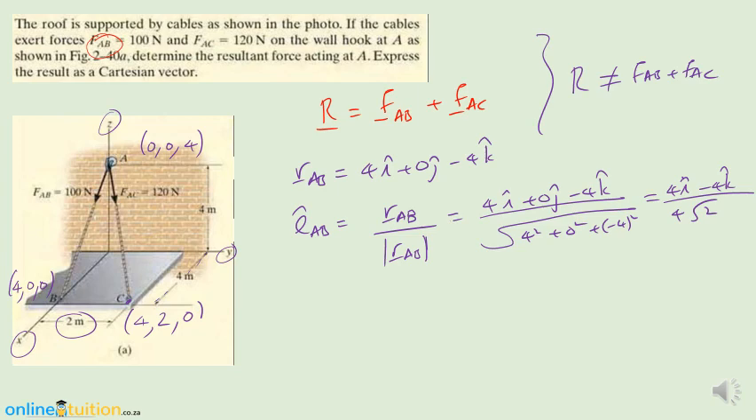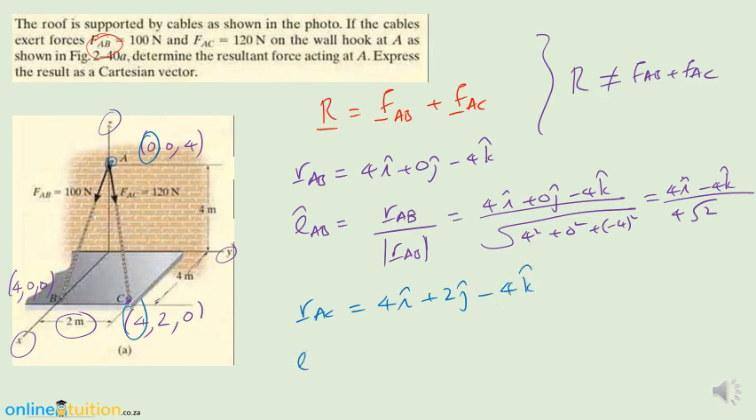Similarly, if we want RAC for FAC, what is RAC equal to? It's the coordinates of C minus the coordinates of A. So 4 minus 0, there's that 4, there's that 0. Please check where you are. This is a beautiful blue, by the way. 2 minus 0 is plus 2j, and 0 minus 4 is minus 4k.